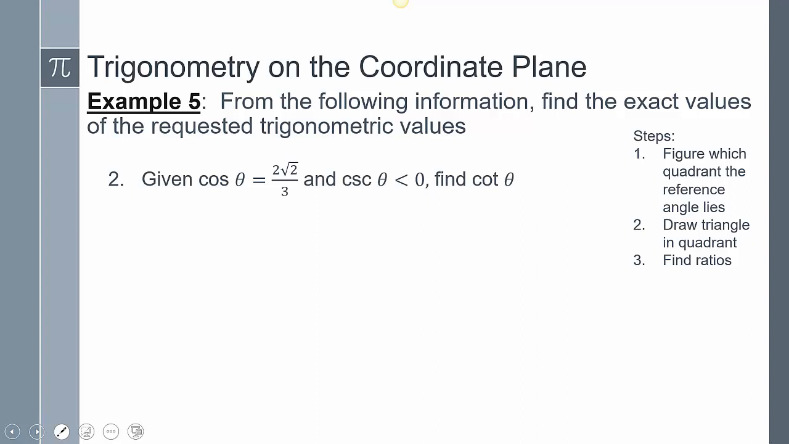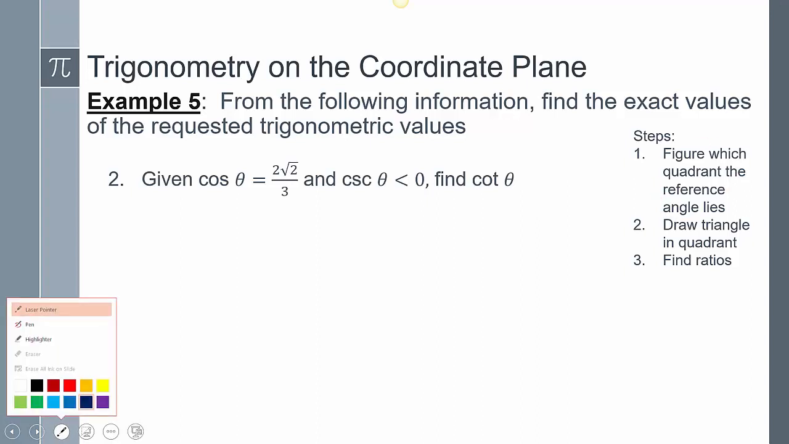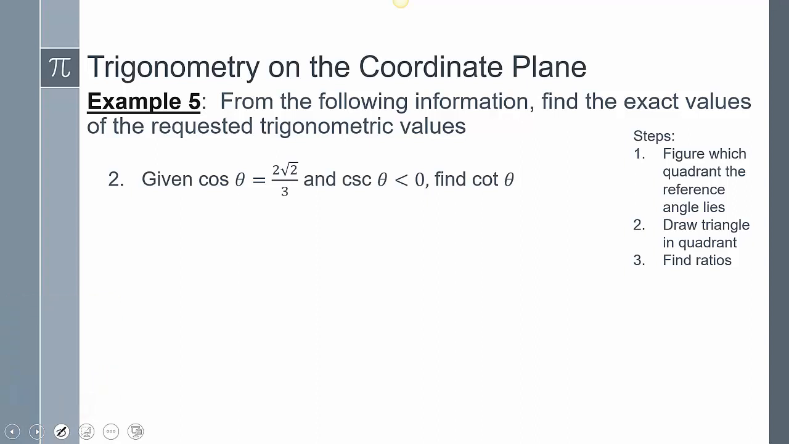So same thing here. It says from the following information, find the exact value of the requested trig ratio. So the first thing I need to do is figure out what quadrant my reference angle is going to lie in. Well, it says my cosine theta equals 2 root 2 over 3, so this is going to be positive for my x value. My cosecant is less than 0, so my y value is going to be negative.